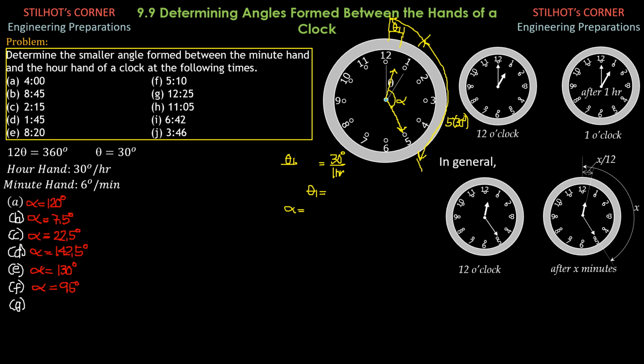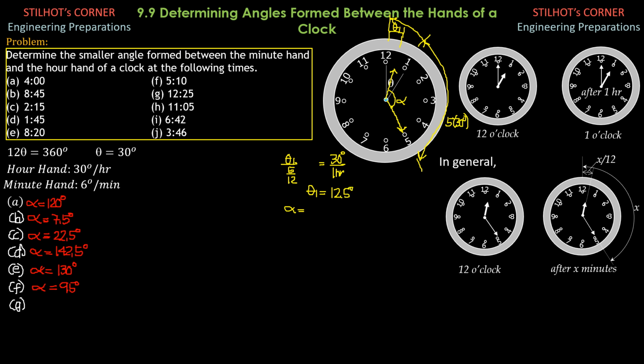So theta 1 is for 25 minutes, because 25 minutes is 25 over 60, that's 5 over 12 of an hour, and 30 degrees corresponds to 1 hour. So 30 over 12 is 2.5 degrees times 5. That's 12.5 degrees.